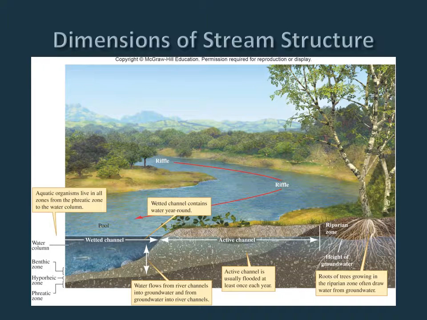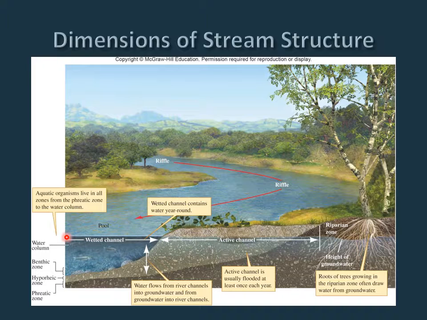And then we have the wetted channel versus the active channel. The wetted channel is the part of the stream that has water for most of the year, and the active channel is where the water may go when there's a flood or when there's a little more water than usual. So it's where water may go, but it's not necessarily there all the time. Whereas a wetted channel is where the water is most of the time.